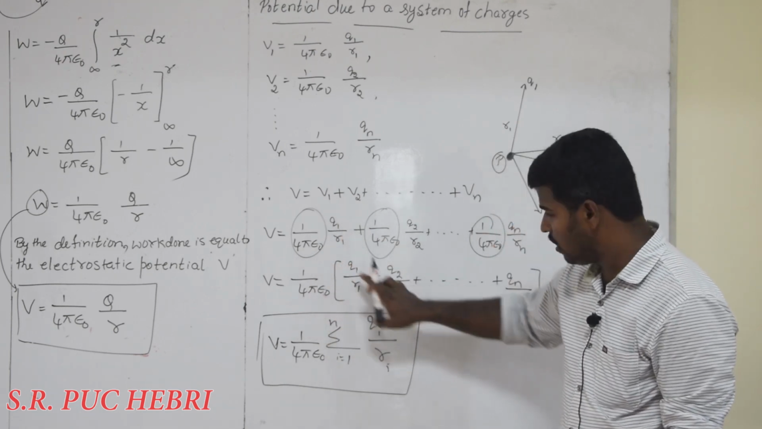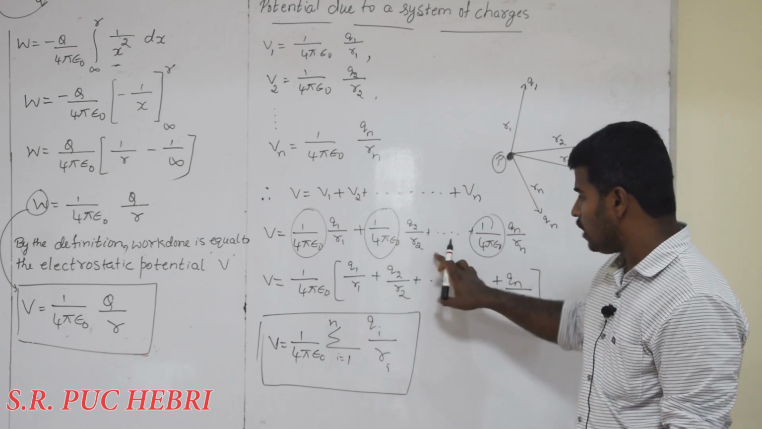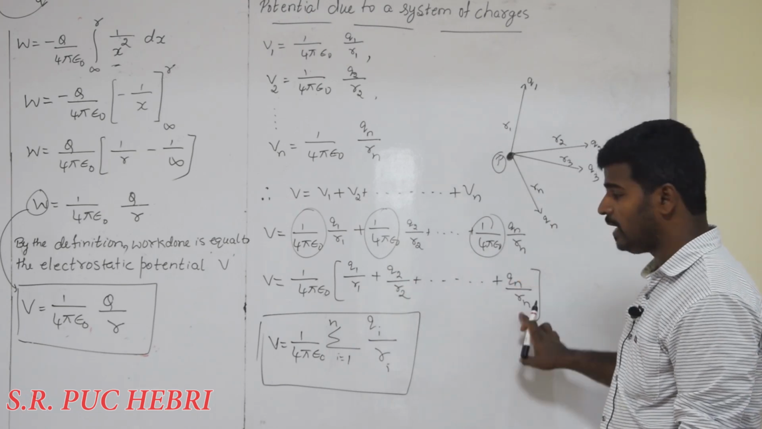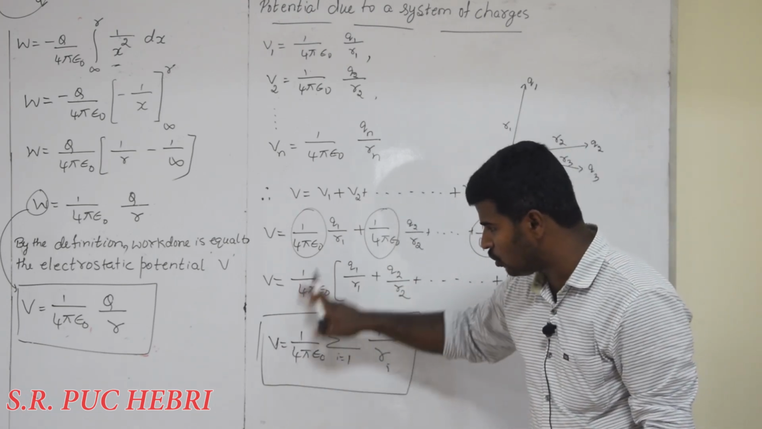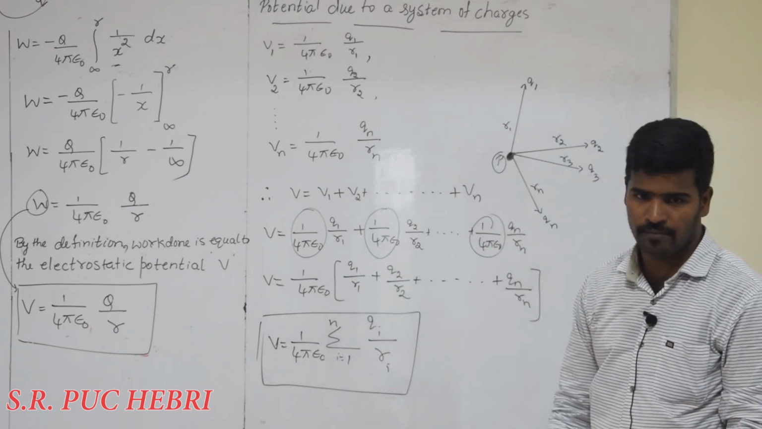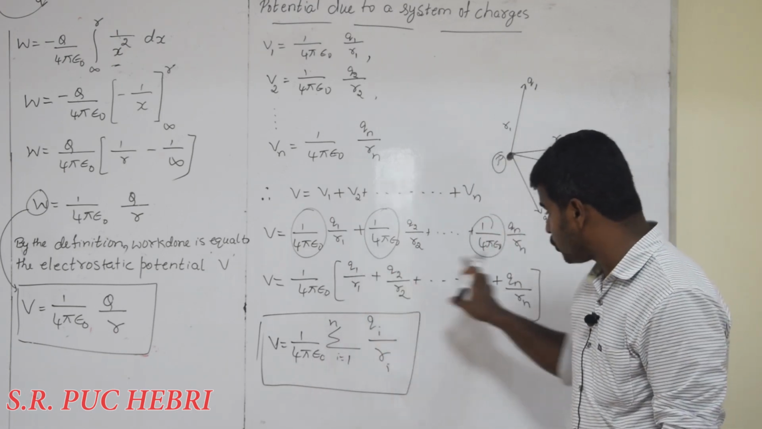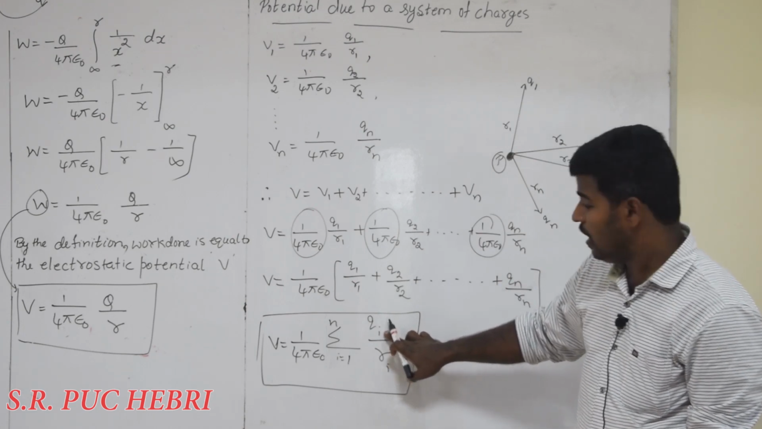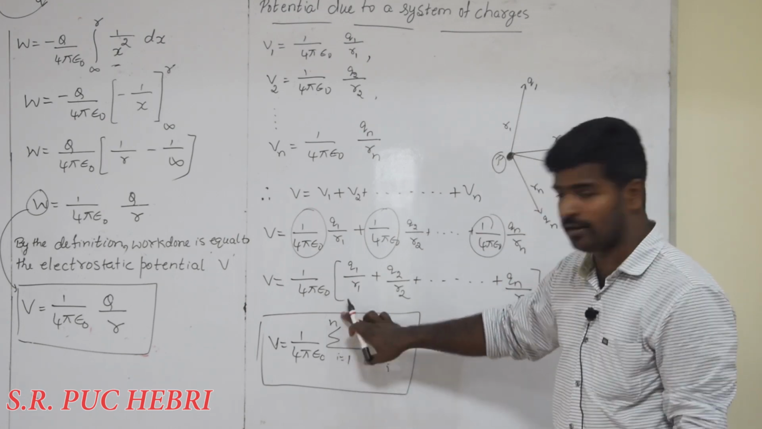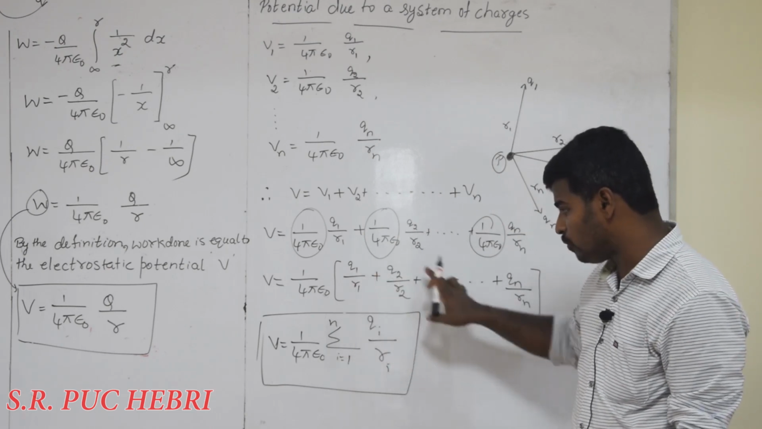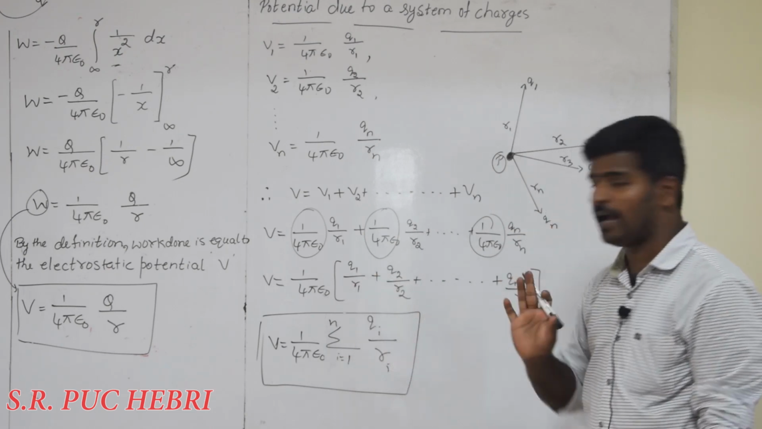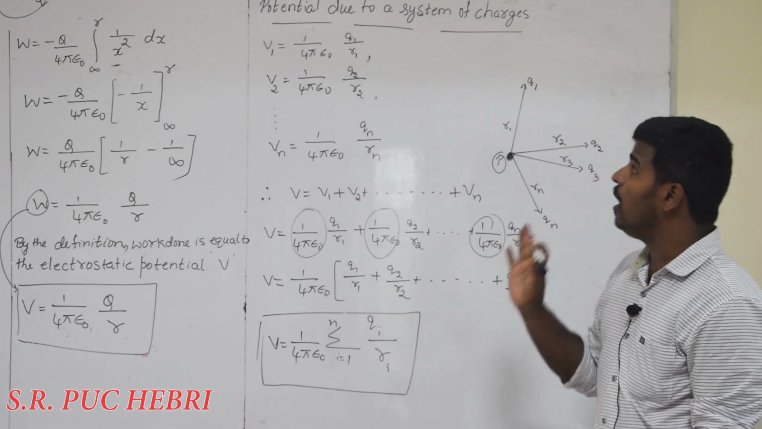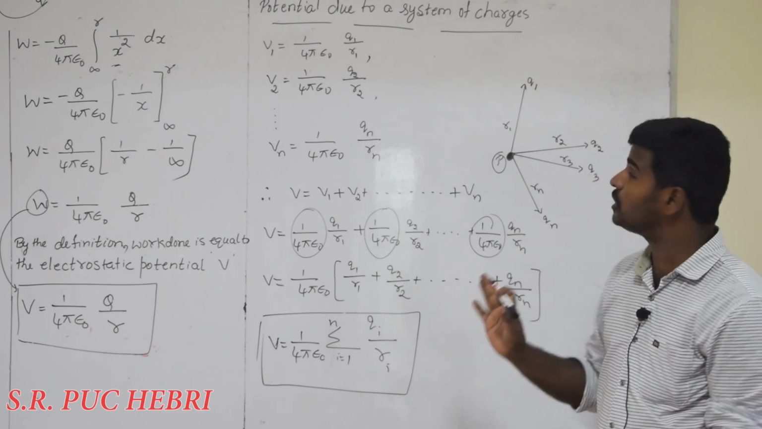Q1 by R1 plus Q2 by R2 and so on plus Qn by Rn. Therefore, potential V is equal to 1 by 4 pi epsilon naught as usual. Q1, Q2, Qn is expressed by the general term Qi. Therefore, summation i equal to 1 to n of Qi divided by Ri is the general expression for potential due to a system of charges.